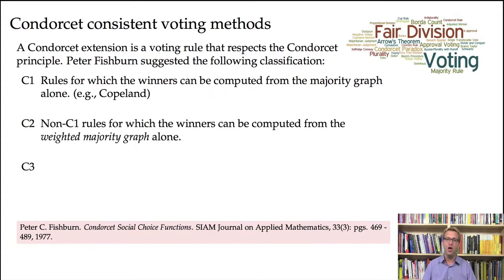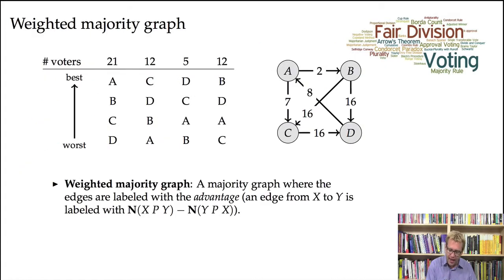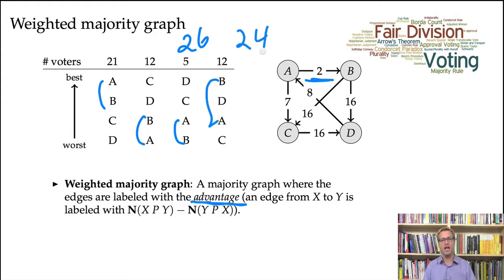The second class of methods are those in which you need a little bit more information, namely you need to look at what's called the weighted majority graph. The weighted majority graph is a majority graph in which you label the arrows with the advantage for the winning candidate. The advantage is simply the difference between the number of voters that prefer that candidate over Y minus the number of voters that prefer the other candidate over the first candidate. So we see that 26 people prefer candidate A over candidate B, but only 24 people prefer candidate B over candidate A. So we weight that edge with the number 2. That's the difference between 26 and 24. So that's the weighted majority graph.